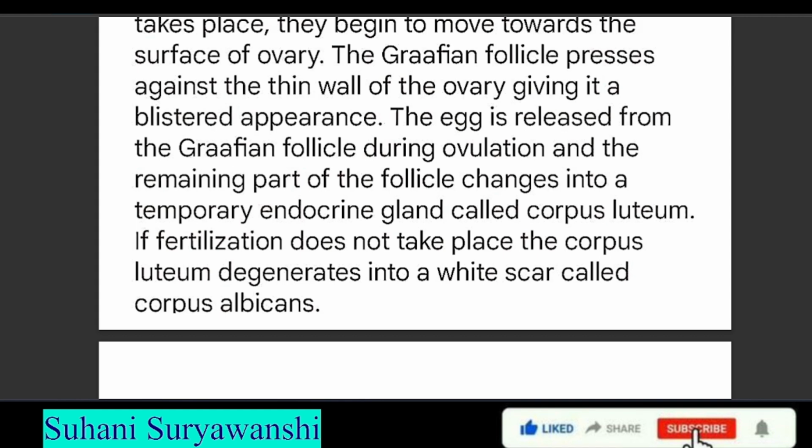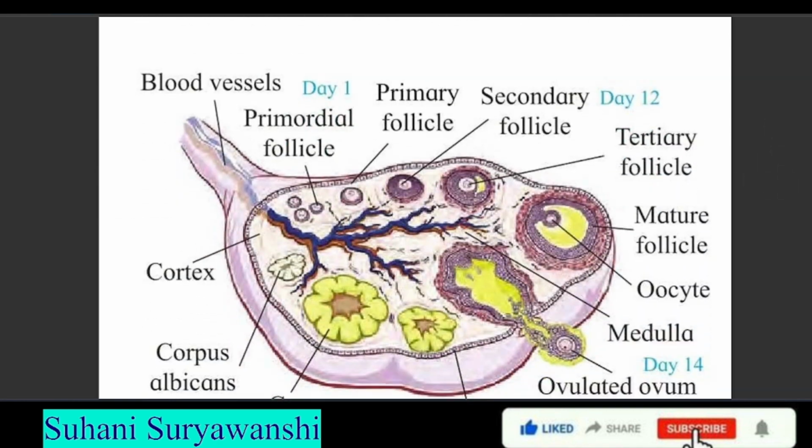The egg is released from the Graafian follicle during ovulation, and the remaining part of the follicle changes into a temporary endocrine gland called the corpus luteum. If fertilization does not take place, the corpus luteum degenerates into a white scar called the corpus albicans. You can check out the diagram.